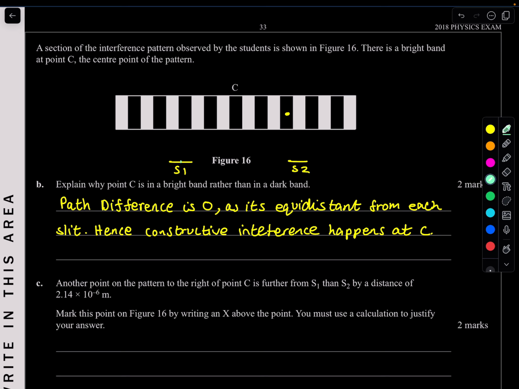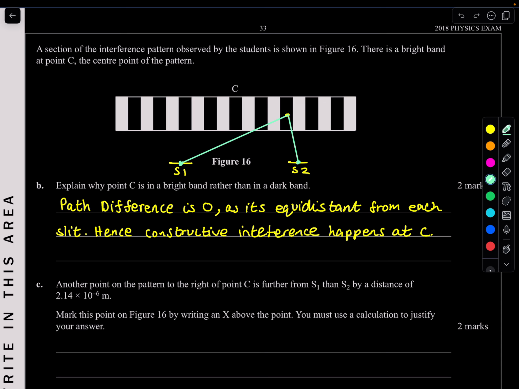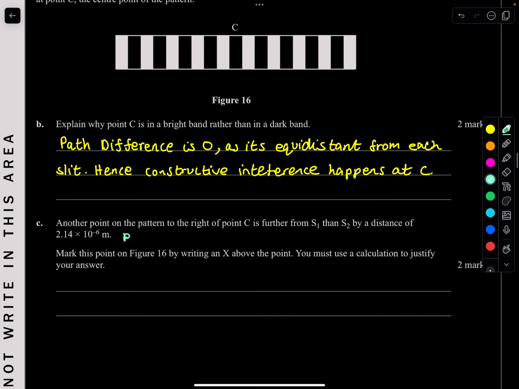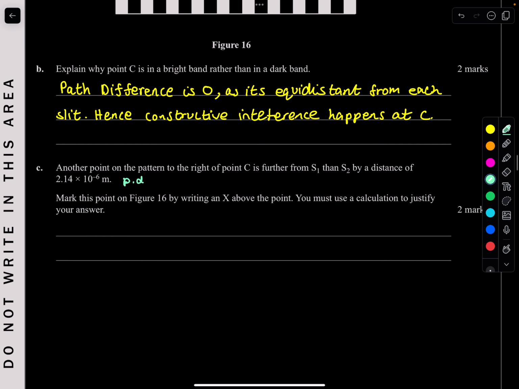So remember your path difference is the difference between the distances from the sources. And that's what it's saying. So further from S1 by a distance of this means that this is your path difference. I think that's what will confuse a lot of students. They didn't say path difference, but it basically means this is your path difference right here. Mark this point in figure 16 by writing an X above the point. You must use your calculations to justify your answer.